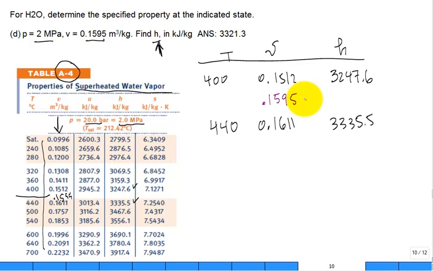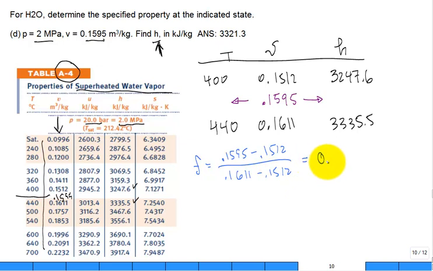And then I can interpolate to get H, and if I wanted to, I could also interpolate to get temperature. I don't need to, but I could. And so I'll do it in two steps. I'll get that fraction of the distance interpolating, so it'll be 0.1595 minus 0.1512, over 0.1611 minus 0.1512, and that fraction comes in at 0.83838, something like that.